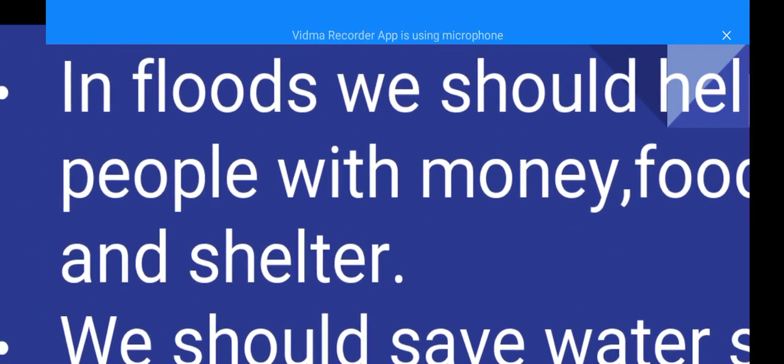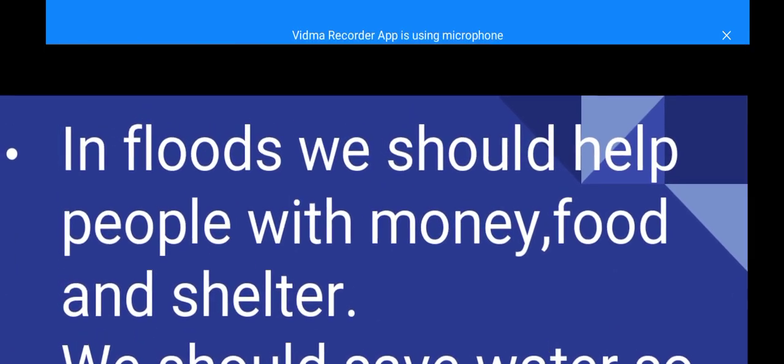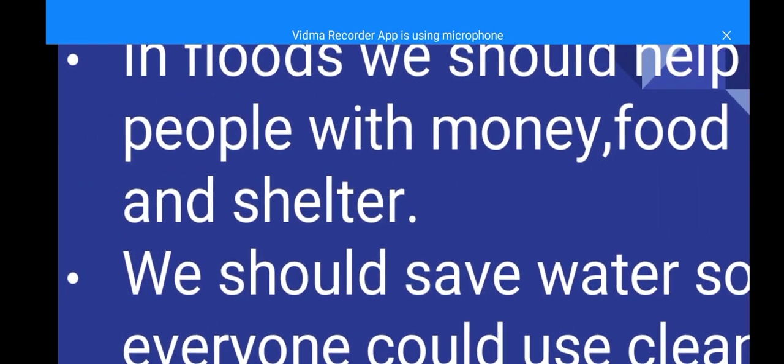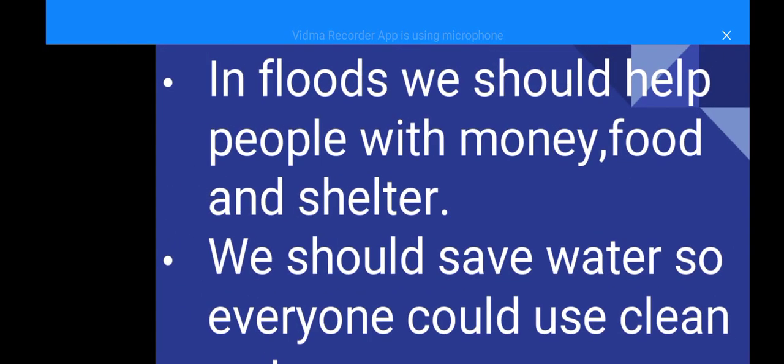The point here is that in floods, we should help people with money, food and shelter. If there are conditions of drought, earthquake or flood, we should always help others. It is the teaching of our religion also, and humanly it is our duty, that we should always help others by giving them money, food or shelter. Whatever we can do for others, we should try to do.